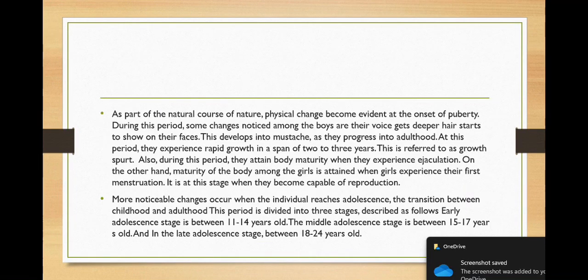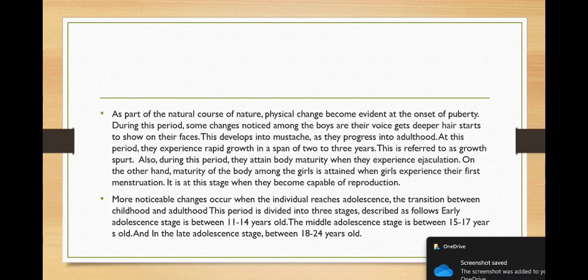As part of the natural course of nature, physical changes become evident at the onset of puberty. During this period, some changes noticed among the boys are that their voice gets deeper and hair starts to show on their faces. This develops into a mustache as they progress into adulthood. At this period, they experience rapid growth in a span of 2 to 3 years.